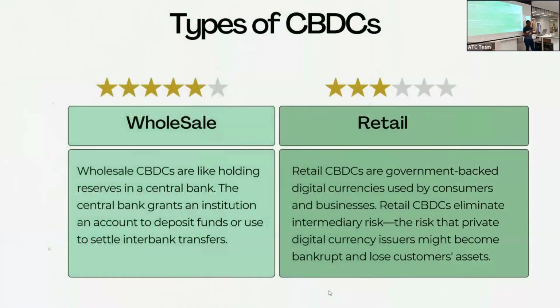There are various types of CBDCs, but the main categories are wholesale and retail CBDCs. Wholesale CBDCs are like holding reserves in a central bank. The central bank grants an institution an account to deposit funds and to use to settle interbank transfers. On the retail side, retail CBDCs are government-backed digital currencies used by consumers and businesses. Retail CBDCs eliminate intermediary risk, the risk that private digital currency issuers might become bankrupt and lose customers' assets.